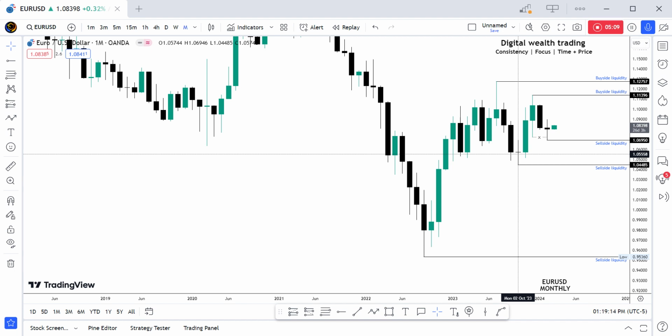So February is now a previous month to us, and we look at the high and the low of the February contract. The high should be our buy side and the low should be our sell side. That's how we look at it. Now we want to centralize our idea.